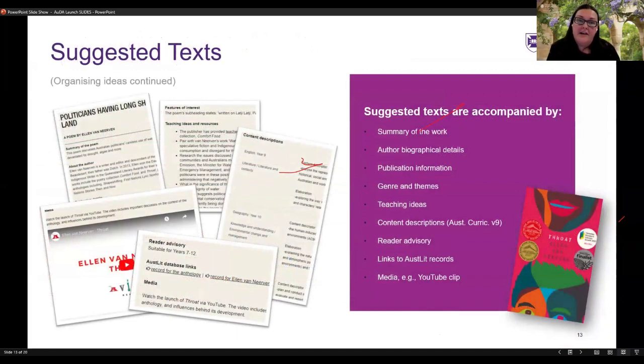The suggested texts are accompanied by information largely curated from our database, including an introduction to the work, author details, publication information, themes, and teaching ideas and resources, which might be either internal to AustLit or developed externally, such as through Reading Australia or publishers' websites. The suggestions are accompanied by reader advisory information, links to AustLit records related to the work, and one or two links to media about the text, such as a podcast interview with the author or a YouTube clip. We provided this for each suggestion.